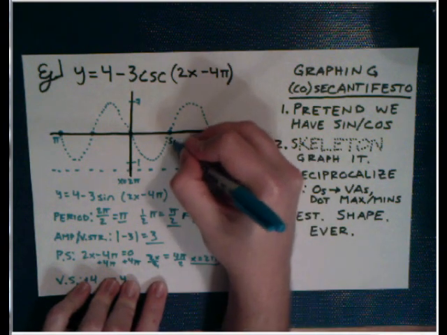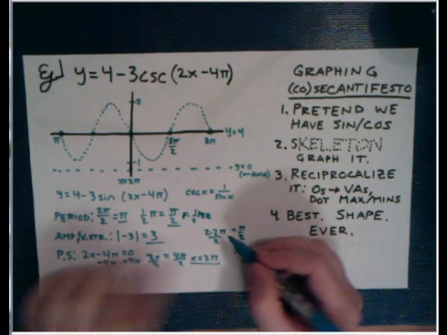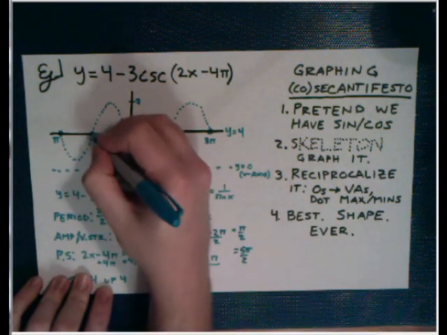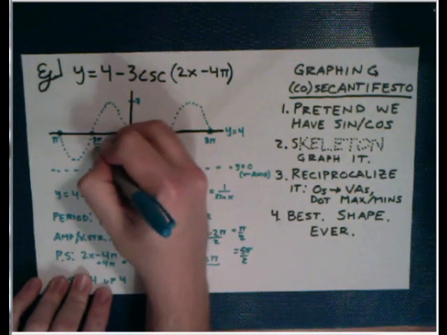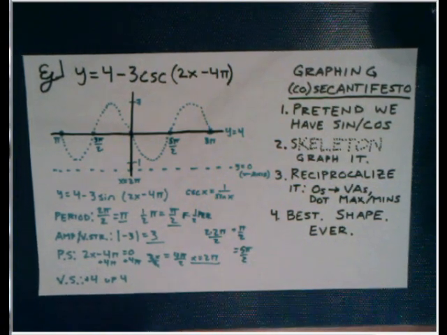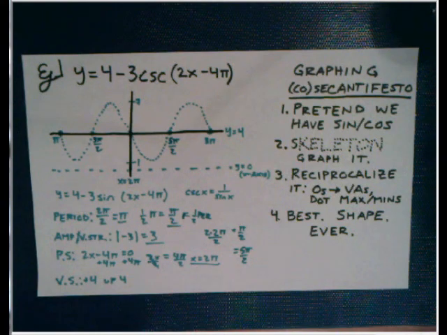So 5 pi over 2 is right there. And then over on the other side, if I subtract it, 4 pi over 2 minus pi over 2 is going to be 3 pi over 2. So right here is 3 pi over 2. Yay, we're halfway there. We've got the reciprocal function skeleton graphed. With those little dots, we've got the bones.